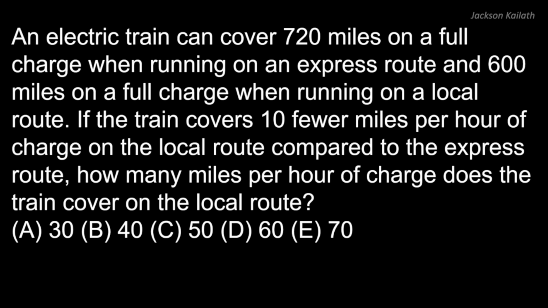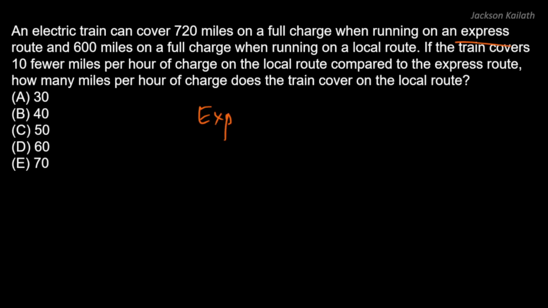So there is an electric train, and it can cover 720 miles on a full charge when running on an express route, and 600 miles on a full charge when running on a local route. So there are these two cases. There is the express route and there is the local route. If the train covers 10 fewer miles per hour of charge on the local route compared to the express route, how many miles per hour of charge does the train cover on the local route?